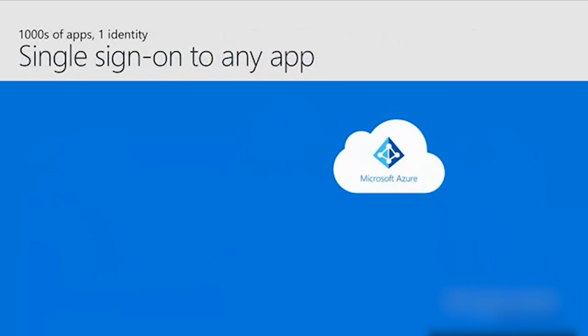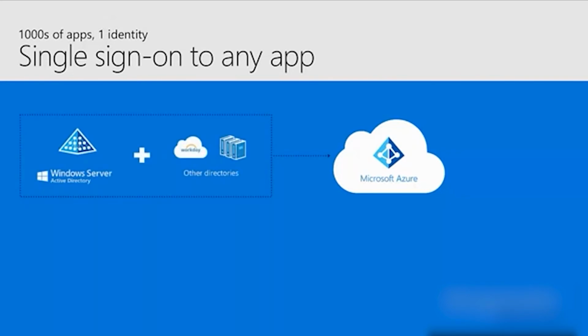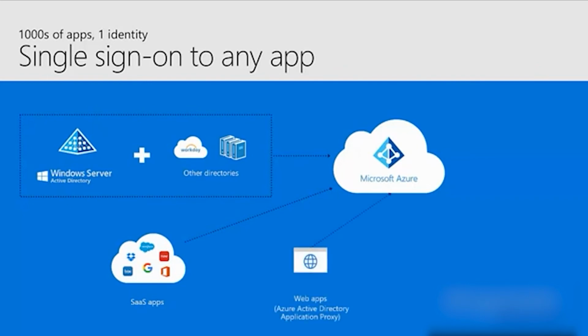So the scenario really looks like this: thousands of apps with one identity, using single sign-on to any app using Microsoft Azure Active Directory. So you've got Windows Server Active Directory services, your other directories you may have, your SaaS applications that you want to synchronize with. You've got your web applications using the Azure Active Directory application portal, plus any integrated custom apps that you're using.